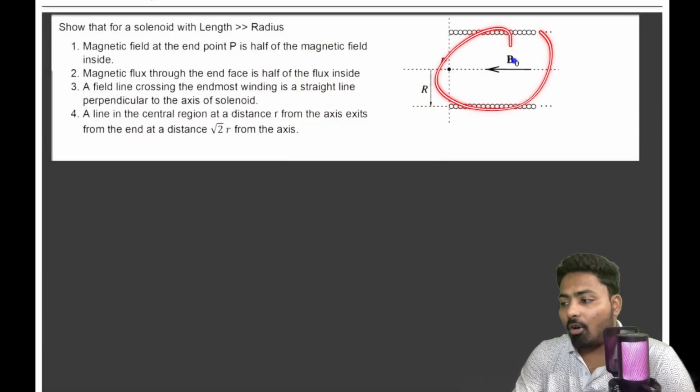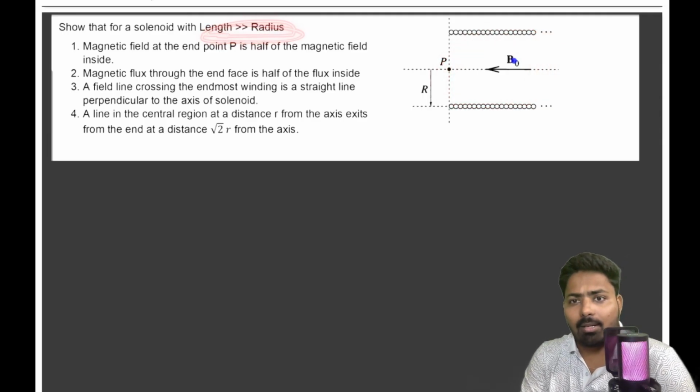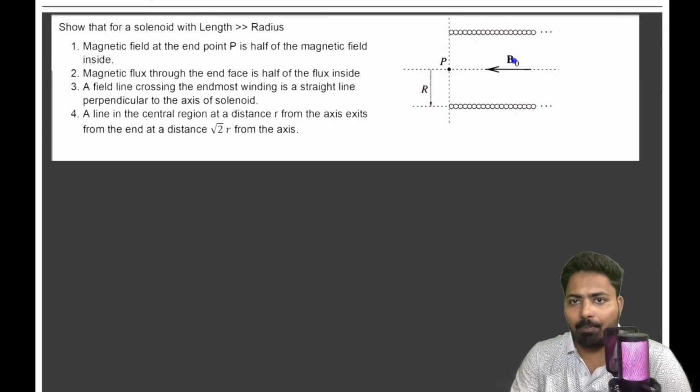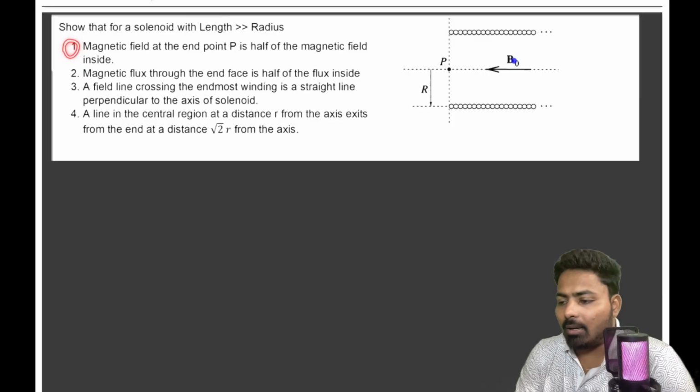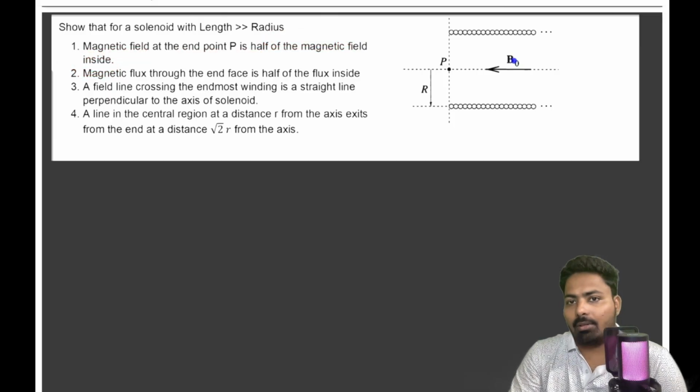They have given a solenoid, for which they are telling us the length is much greater than the radius. That means basically we should consider this a long solenoid. The first thing they are asking us to prove is that the magnetic field at the end point is half of the magnetic field inside.